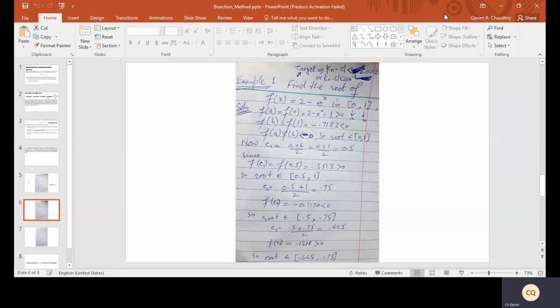Students, let's start now an example using the bisection method. It says: find out the root of f of x is equal to 2 minus e raised to the power x in the interval 0 to 1. The question also gave that the tolerance is 2 into 10 raised to the power minus 3, or you can simply say tolerance is equal to 0.002.